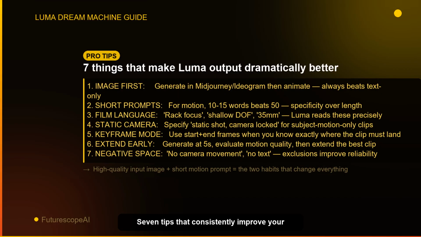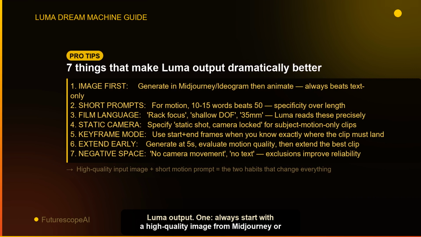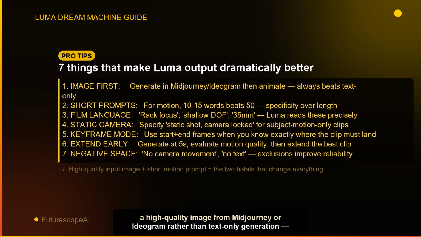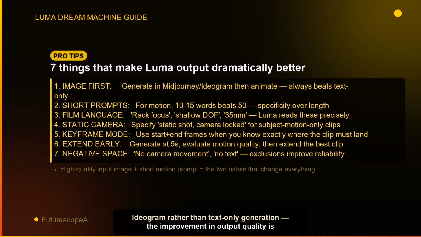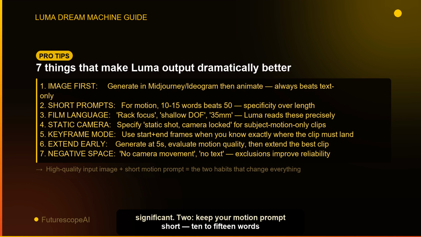7 tips that consistently improve your Luma output. 1. Always start with a high-quality image from Midjourney or Ideogram rather than text-only generation. The improvement in output quality is significant. 2. Keep your motion prompt short. 10 to 15 words of specific motion description beats 50 words of vague intention every time.